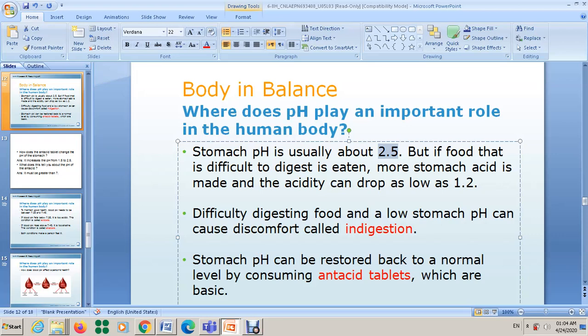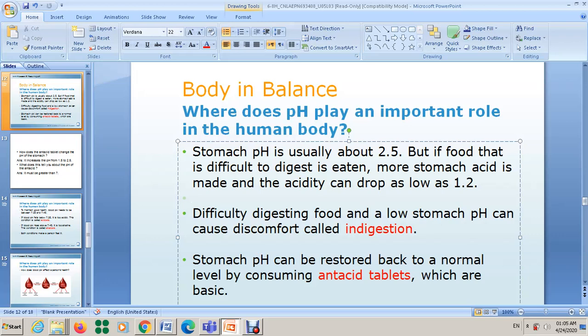How do these antacid tablets work? Think about a neutralization reaction. How can I increase the pH from 1.2 to 2.5? You have to take something, so these tablets should have inside them what? They have inside them a base. So when these come together, they will neutralize the acidity inside the stomach. The base will start to neutralize the acidity and increase the pH inside your stomach.